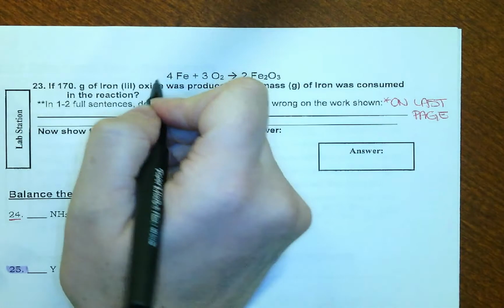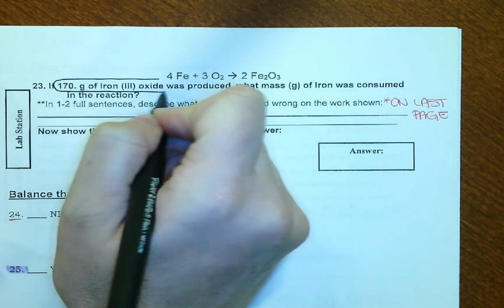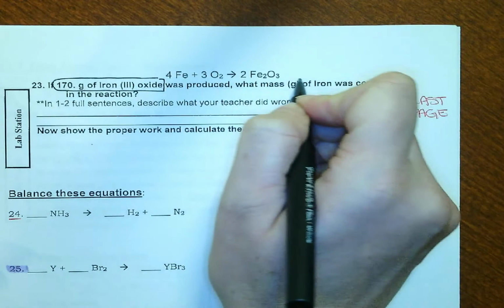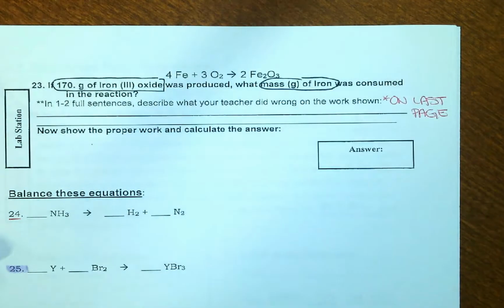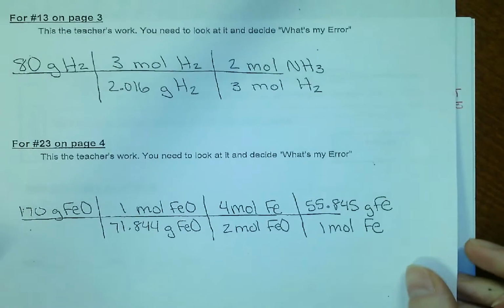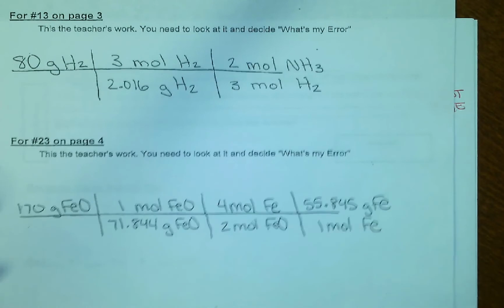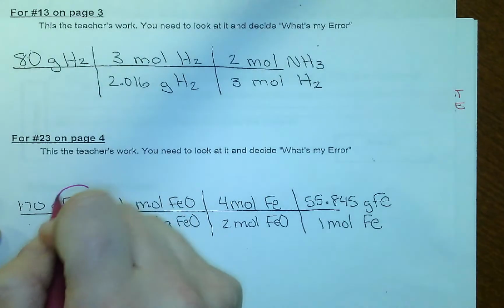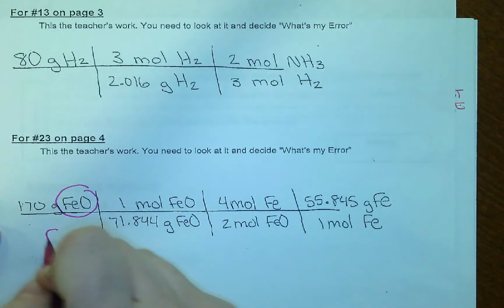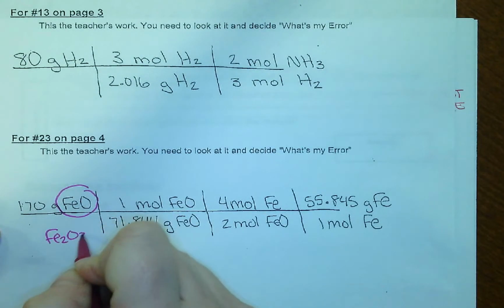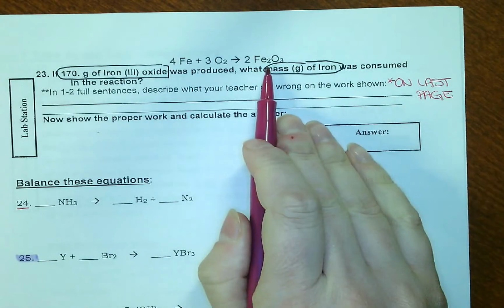So going from 170 grams of iron 3 oxide to grams or mass of iron. And then this is what I showed you for my work. Okay? And your job was to spot the teacher's error. And the teacher's error is right here. The iron 3 oxide is Fe2O3. And it says that right here, Fe2O3.